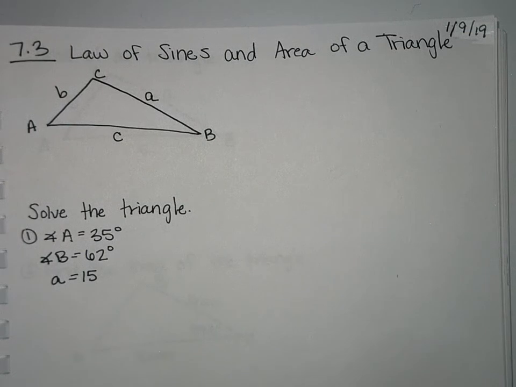Okay, so this is where we stop assuming angle C is 90 degrees, because we're talking about non-right triangles here.